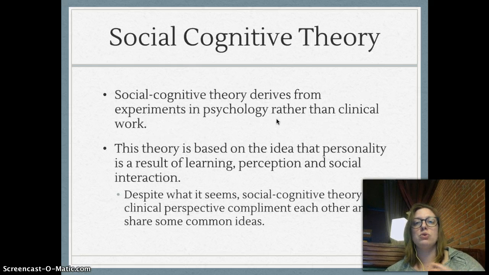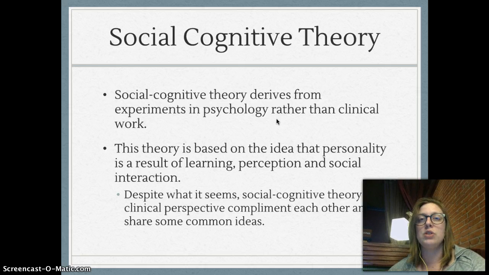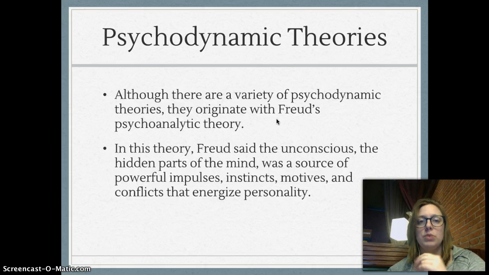And then we have the social cognitive theory, which is derived from experiments in science. So this is the research portion of psychology. And this is based on the idea that personality is a result of learning, perception, and social interaction. But despite what it seems like, that these two are polar opposites, they're actually not. They merge well together and they complement each other. If you think about it for a minute, I bet you can see how they actually merge with each other.